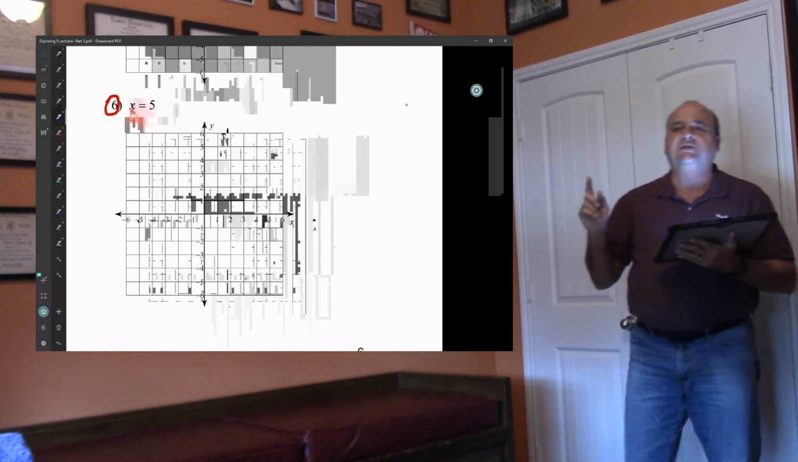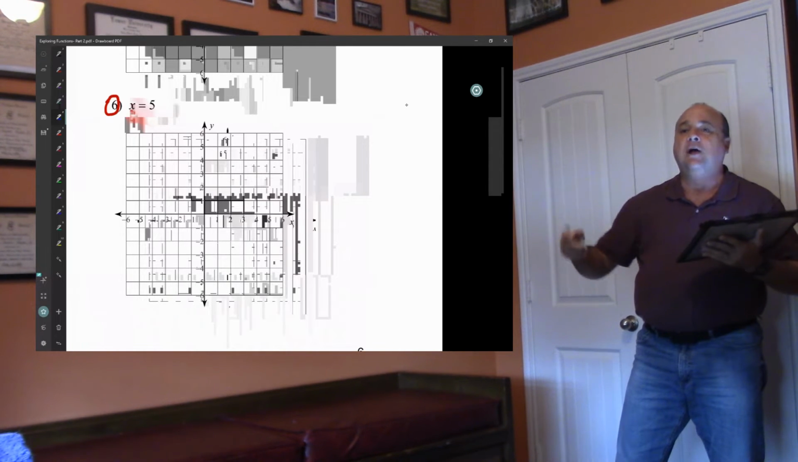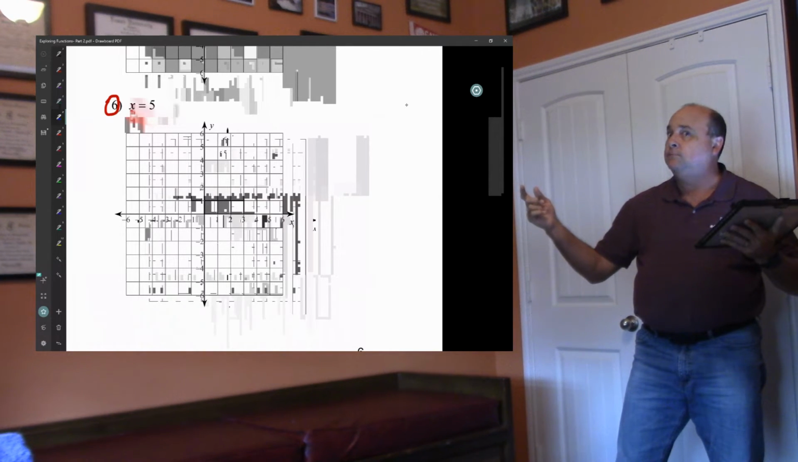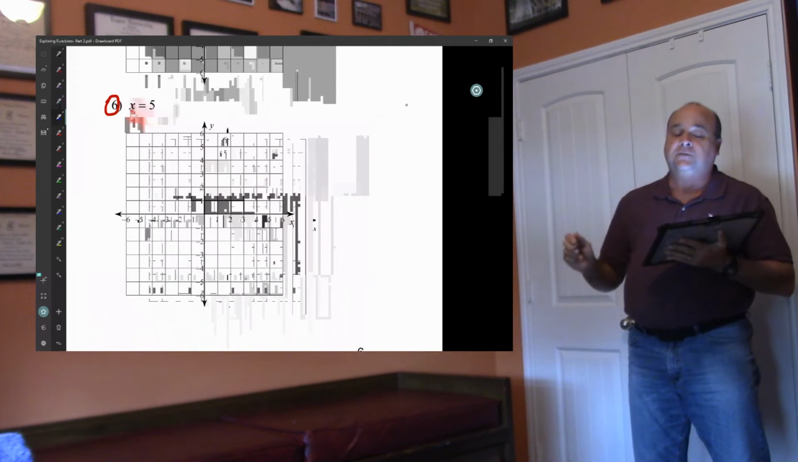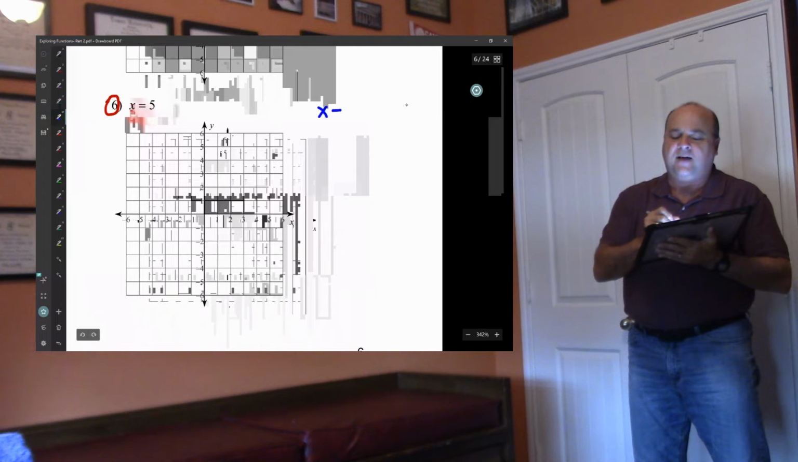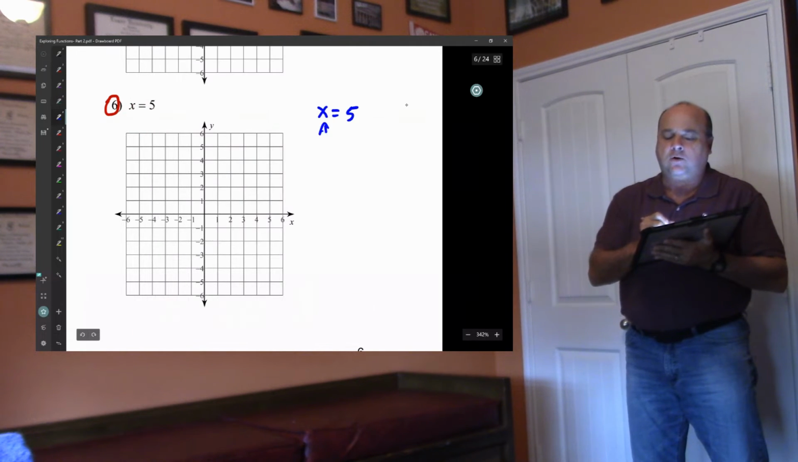Okay, on number 6, we have x equals 5. There's only one letter, right? If there's only one letter, it's only going to cross one axis. So on an x equals 5 line, this is only going to cross the x-axis.